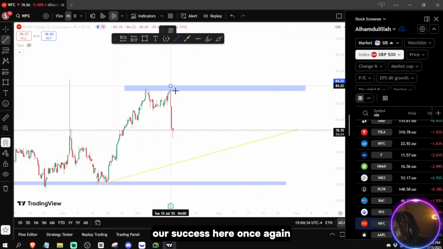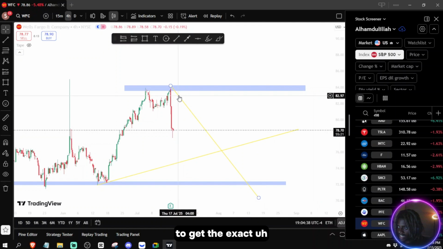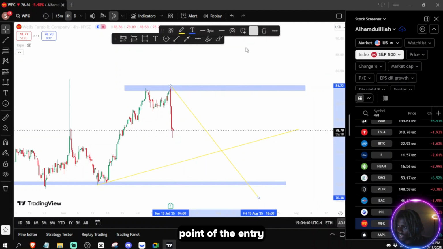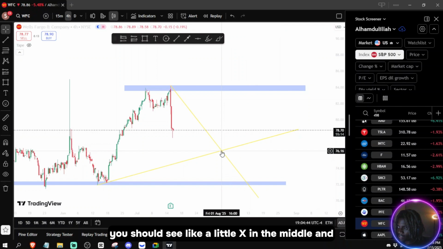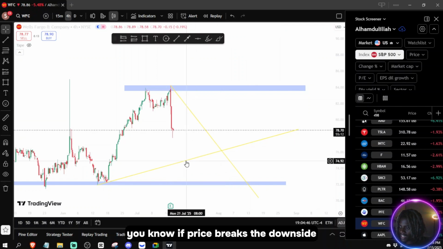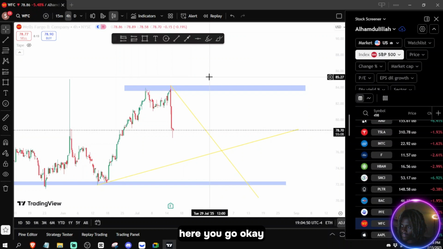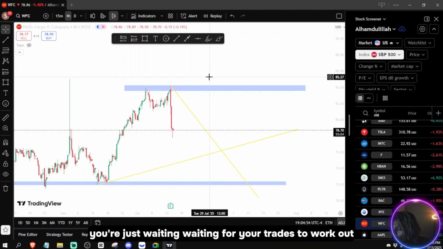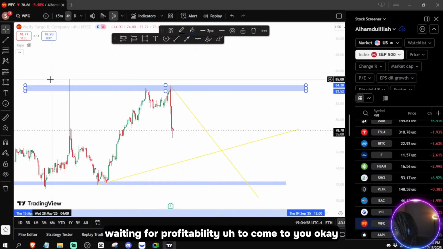to our success here. Once again, you can also hold control on your entry point to get the exact point of the entry. You can go ahead and lock both the trend lines. You should see a little X in the middle. And if price breaks the downside, here we go. If price breaks the upside, here you go. Okay. So you're prepared for either side. You're not really guessing anything. You're just waiting for your trades to work out, waiting for profitability to come to you.